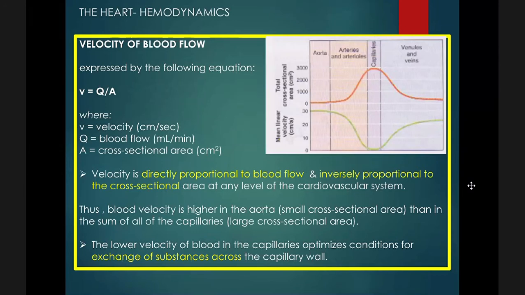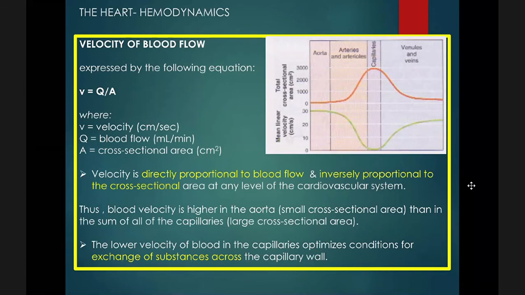So this is the basic understanding that blood velocity is higher in the aorta, because the aorta has the smallest diameter, about 2.5 centimeters squared in cross-sectional area. That's why it has the highest velocity and flow. Whereas the capillaries have a very large cross-sectional area, so the velocity and flow decrease. That's the understanding.